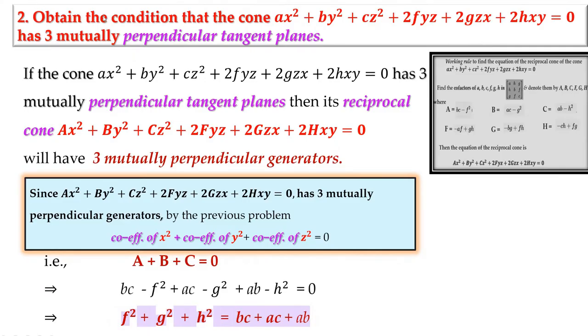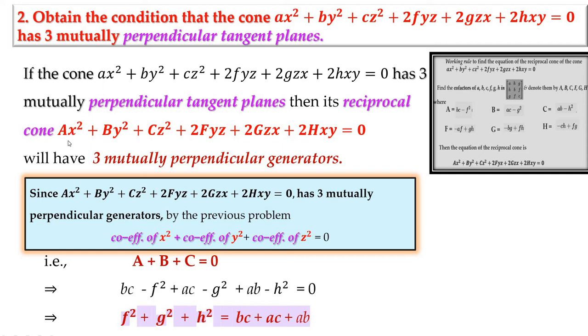Now the second one, obtain the condition that the cone has three mutually perpendicular tangent planes. So here we are given the cone having three perpendicular tangent planes. For this we need the help of the reciprocal cone. Now, if the given cone ax square plus by square and so on has three mutually perpendicular tangent planes, then it's a reciprocal cone.